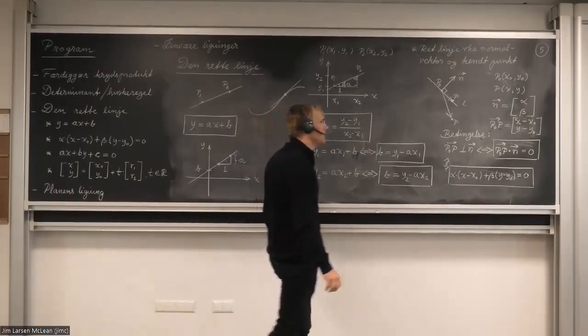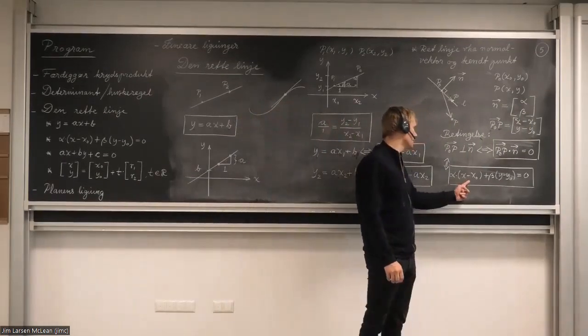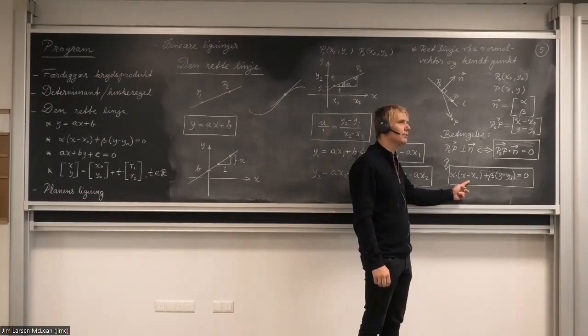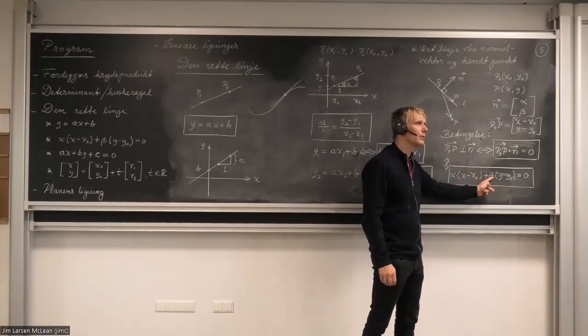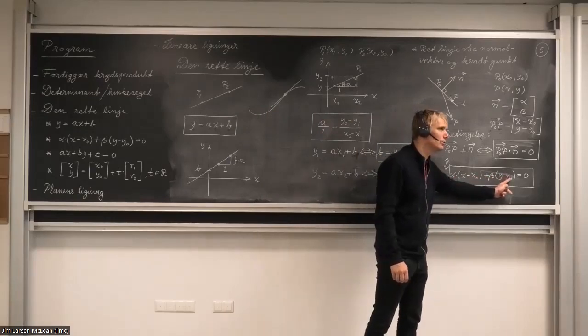And which line is this the equation for? This is the equation for the straight line that is perpendicular to the vector with coordinates alpha and beta. And it definitely passes through the point with coordinates x0 and y0.